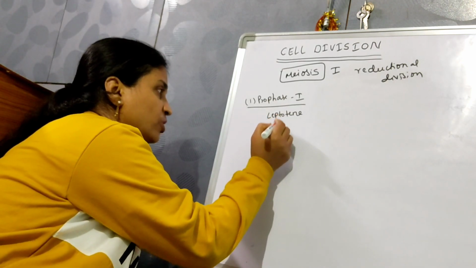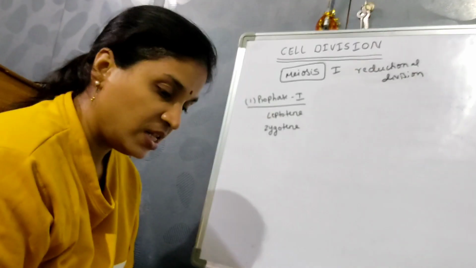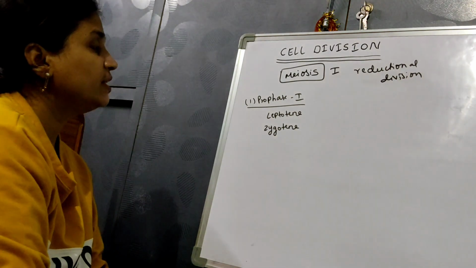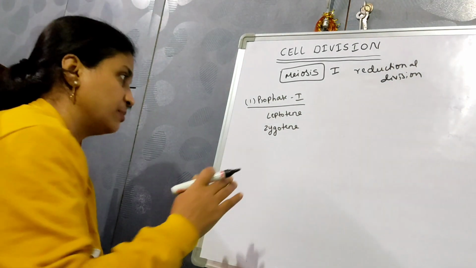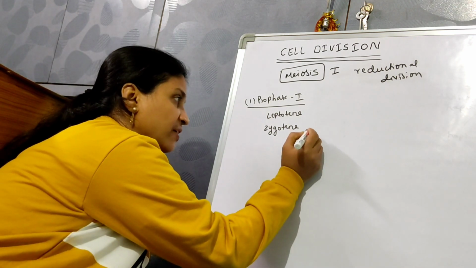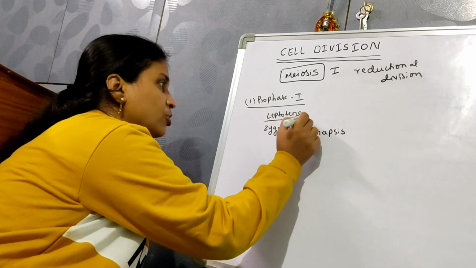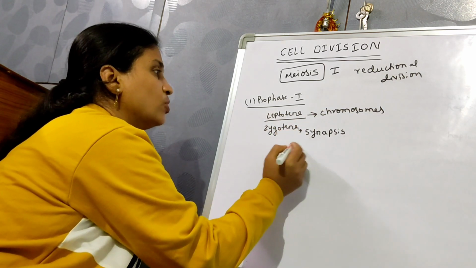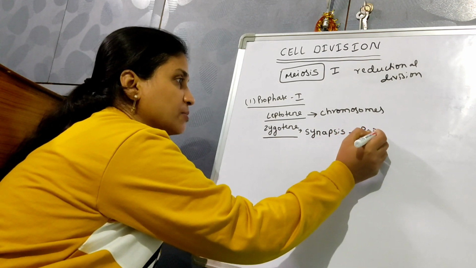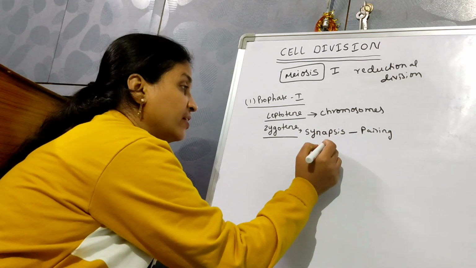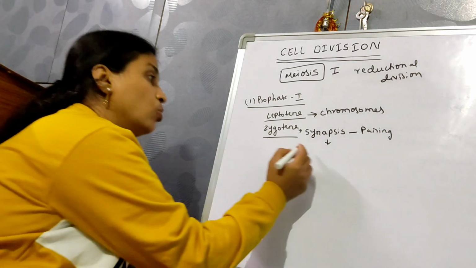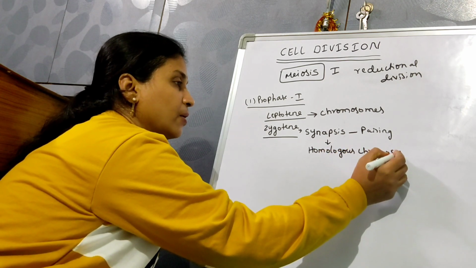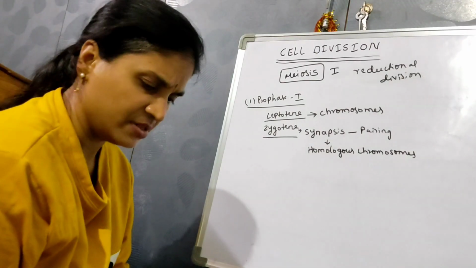Coming to the zygotene stage, the pairing of the chromosomes is going to take place. That pairing is called synapsis. In leptotene, we clearly see the chromosomes. In zygotene, the pairing of the homologous chromosomes takes place, and that pairing is called synapsis.